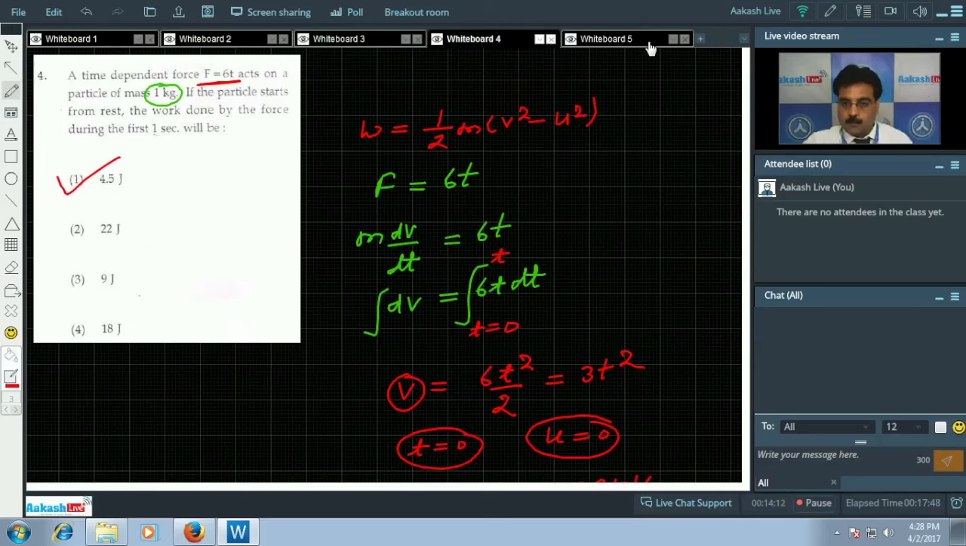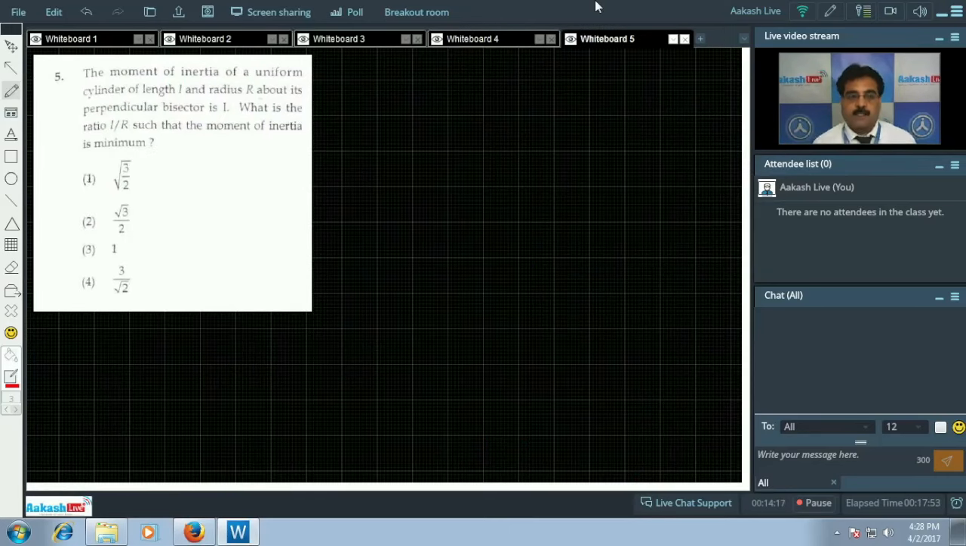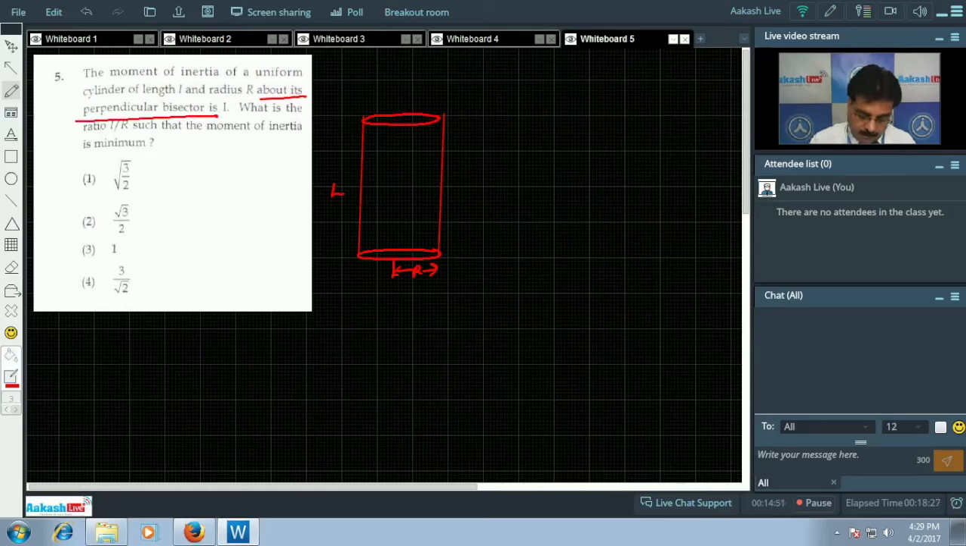Now we are going to move to question number 5. Basically this question is taken from system of particles and rotational motion. So now we are going to solve the question. Question says the moment of inertia of the cylinder, like that. If I consider this is a cylinder, length of cylinder is L and radius is R, right? But question says the moment of inertia about its perpendicular bisector, means like this.